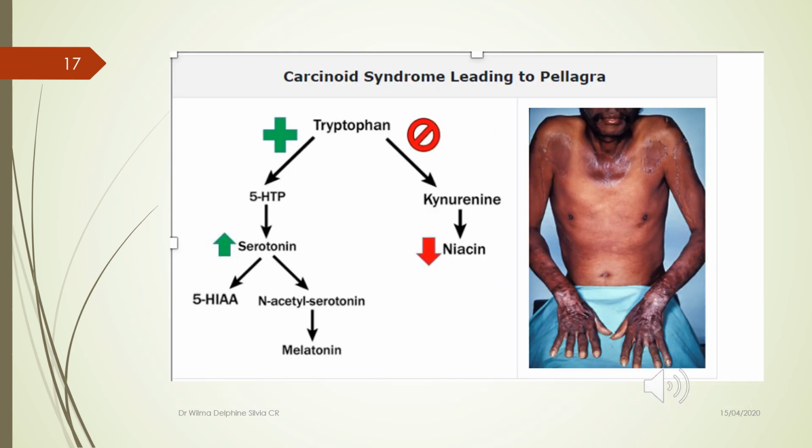Pellagra-like symptoms appear in case of carcinoid syndrome due to increased production of serotonin. Hence, there is a decrease in the synthesis of niacin, which leads to clinical manifestations such as dermatitis, dementia, and diarrhea.